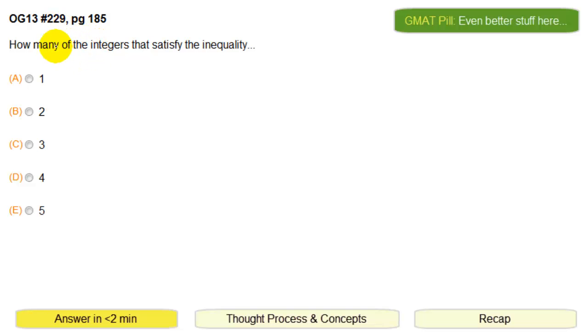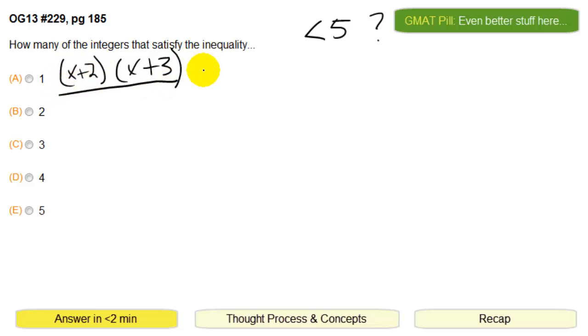Number 229. How many of the integers that satisfy some inequality are less than 5? Well, the inequality that we're given is basically this: x plus 3, and then x plus 2, divided by x minus 2, and this expression is greater than or equal to 0.